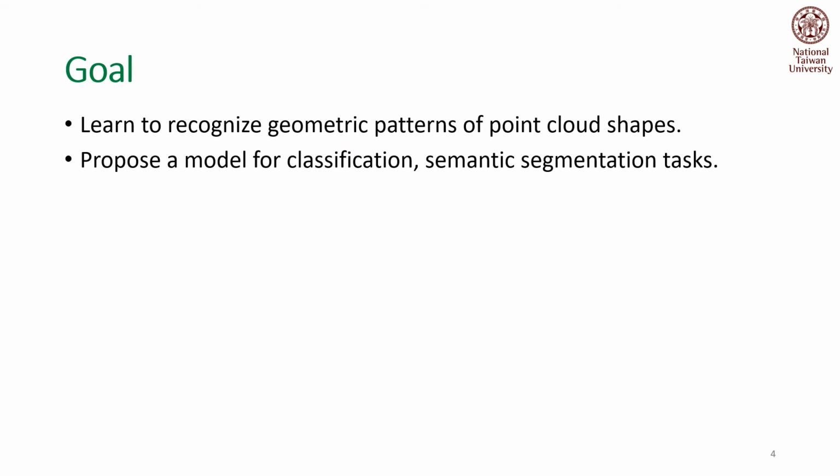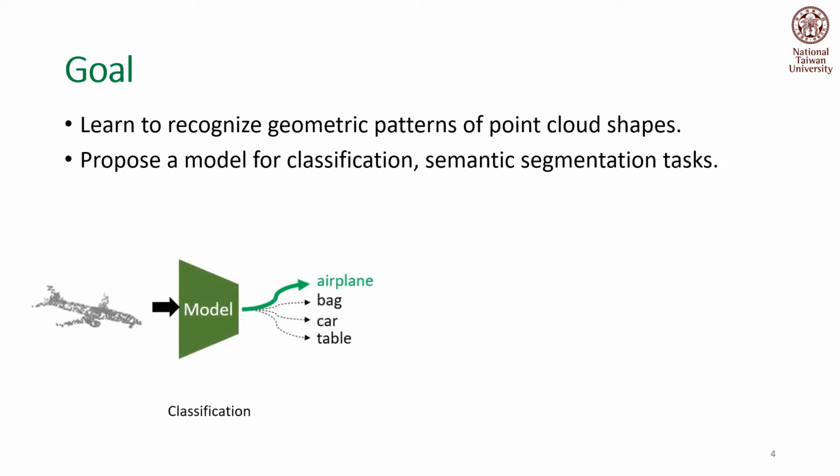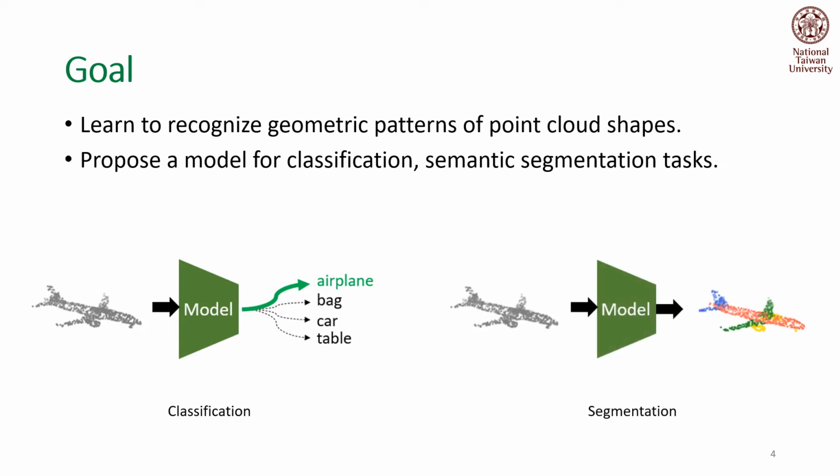Our goal is to recognize geometric patterns of point cloud shapes. We propose a deep learning model for various tasks. For example, our model can classify this input point cloud as airplane instead of bag, car, or table. Also, our model can identify the part labels of each point in the point cloud. For example, the part label could be the body, wing, or engine of an airplane, which is colored and illustrated in the right of the figure.